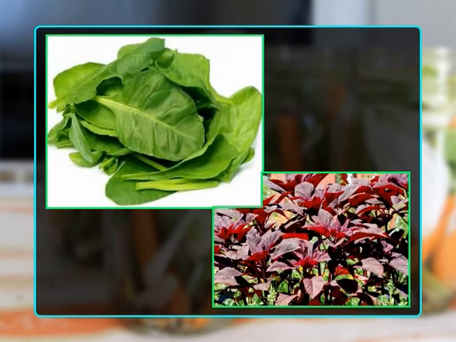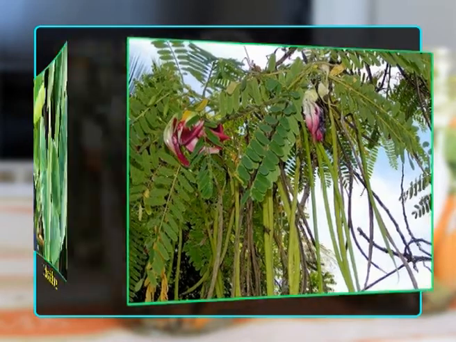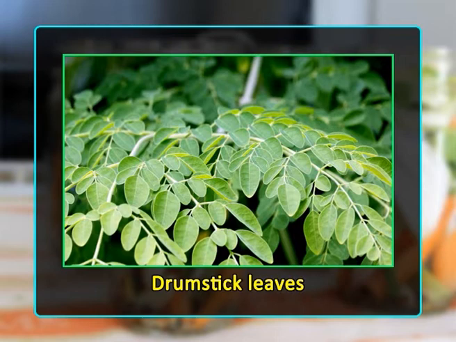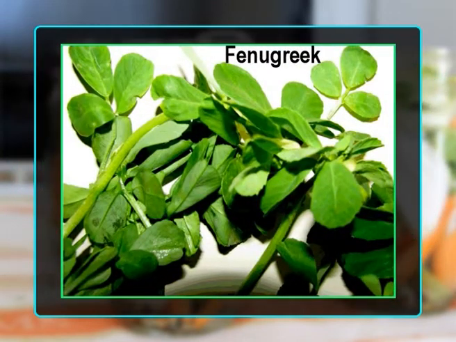Green leafy vegetables are also rich in iron, for example spinach and red amaranthus. Agathi, colocasia leaves, drumstick leaves and fenugreek leaves contribute significantly for calcium in our diet. Greens are good source of fiber which help in preventing degenerative diseases. However, drying and wilting reduces vitamins.